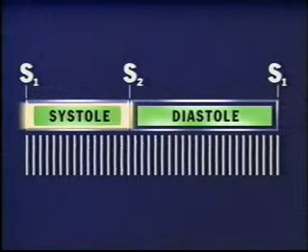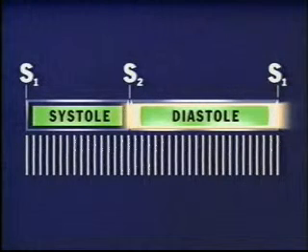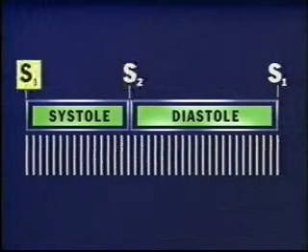Ventricular systole occurs between S1 and S2. Ventricular diastole occurs between S2 and the next S1. Because diastole usually lasts longer than systole, you can identify the two sounds. 1, 2, 1, 2, 1, 2.